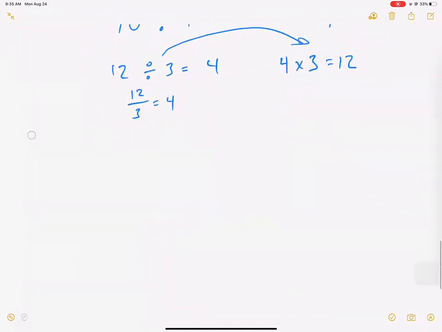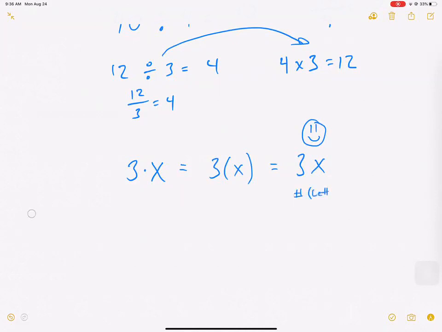Now, in algebra, we write multiplication like what you just saw, except that's our variable here. 3 times x. This could also be written as 3 parentheses x, or this could be written as 3x. These are all equivalent statements. I think all of us would agree that the one on the right would be the easiest for us to use. So whenever you see a number and a letter right next to each other, this is always, for us, multiplication.